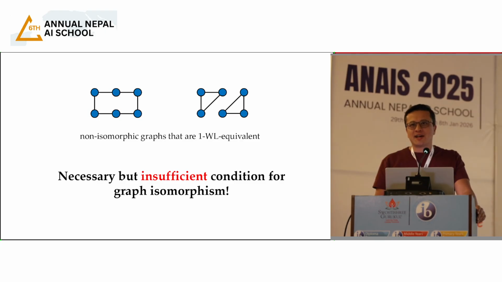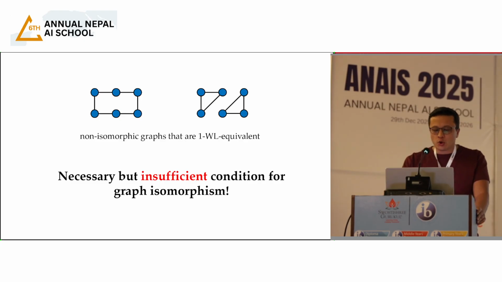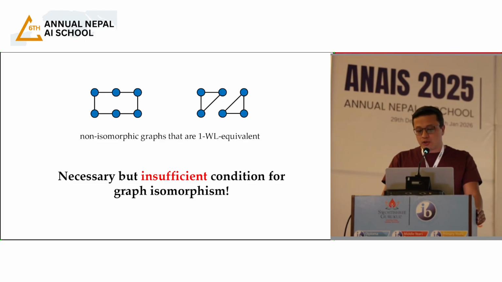In fact, it's a sound algorithm in the sense that whenever it says that two graphs are non-isomorphic, this is a correct answer. But when it says two graphs are isomorphic, then we don't know whether it's the correct answer. So it's an incomplete algorithm in this sense. So non-isomorphic graphs that are non-1WL equivalent are shown here. This is the most typical example.